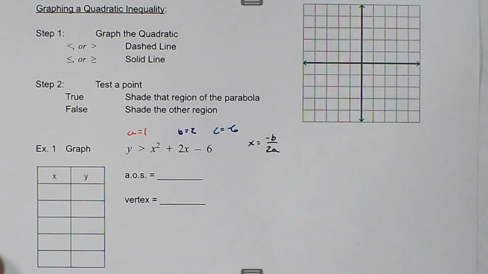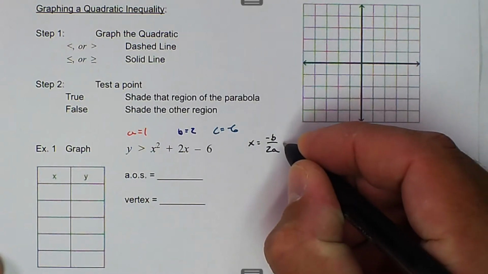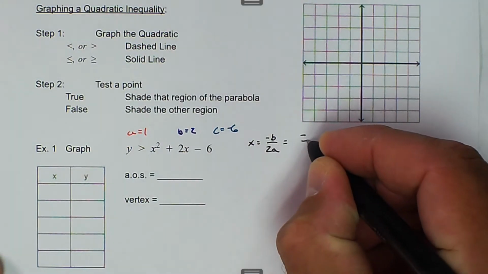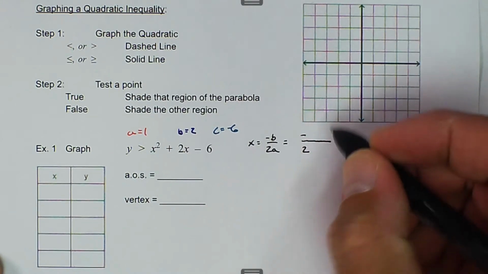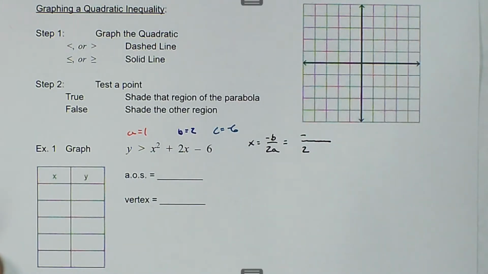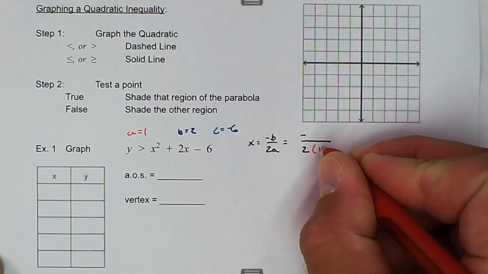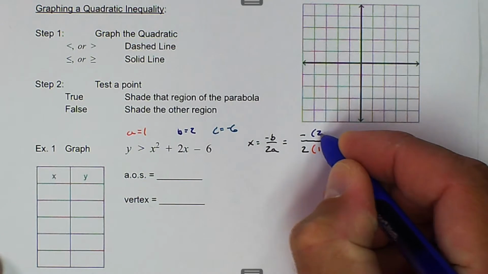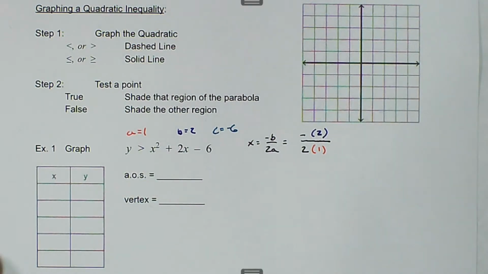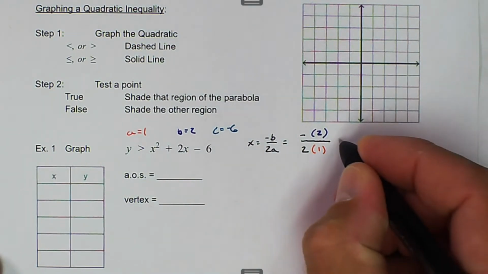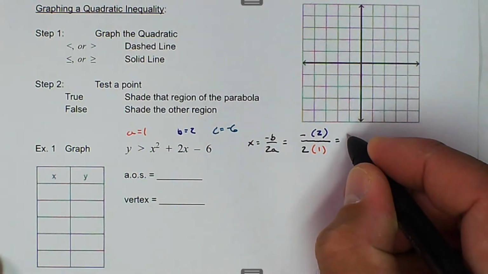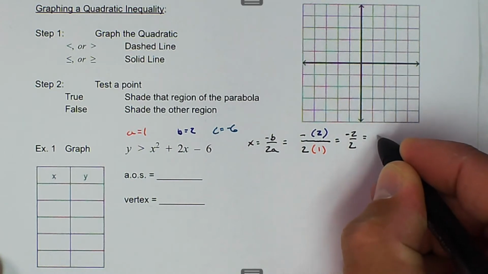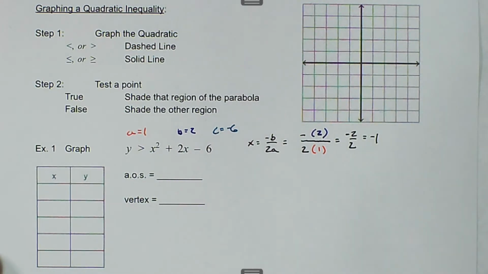Next, we can substitute the values in. The negative always stays, the divide sign always stays, and the 2 always stays. So we're going to substitute in 1 and 2. In this case, we get negative 2 over 2, which is equal to negative 1. So we have an axis of symmetry at negative 1.